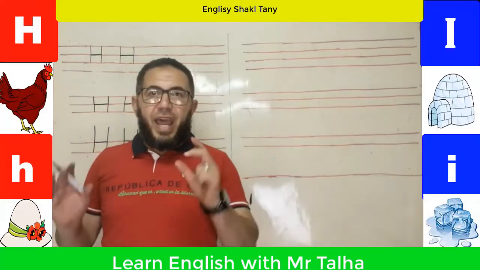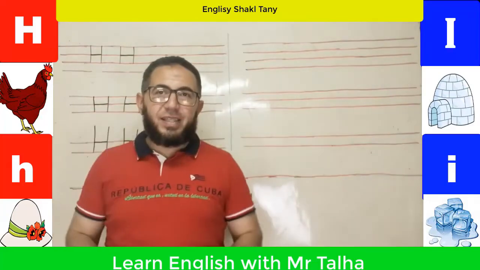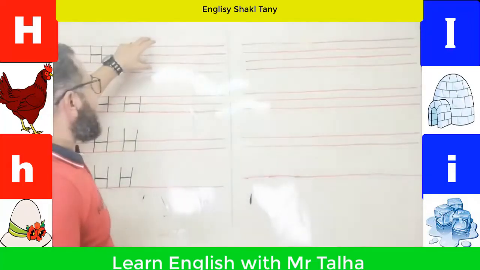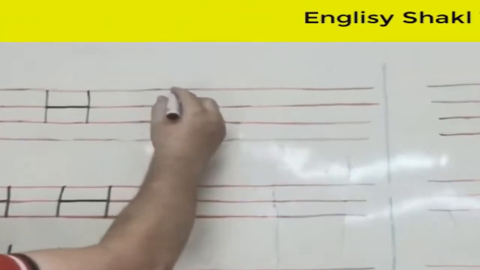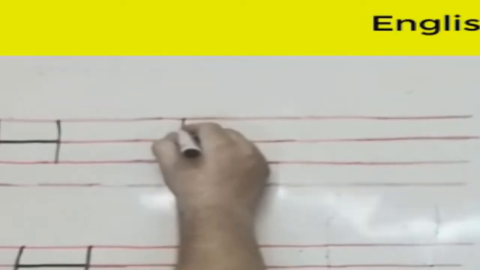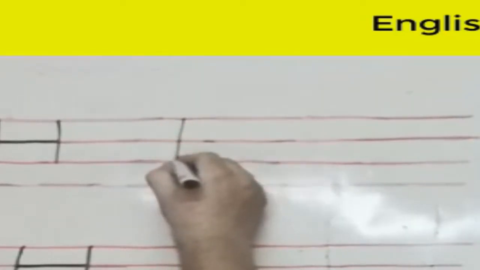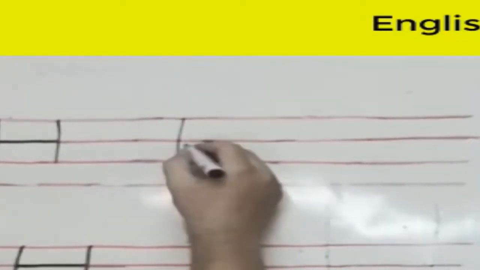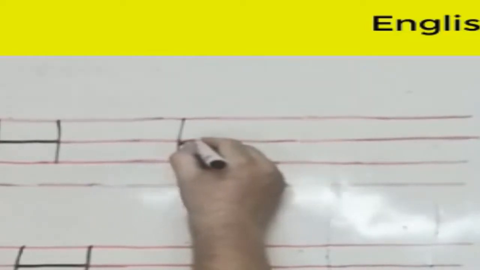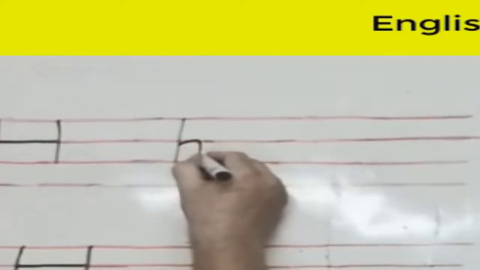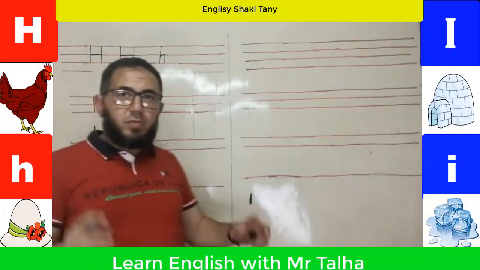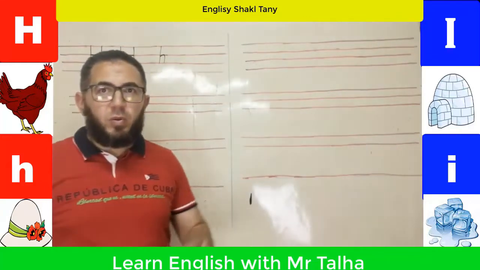So what about small h? Let's see how to write small h on the lines. If there are four lines, I'll start from here, from the first line to the third line. And at the second line, I'll go with a curved line, then go down again. It's small h.